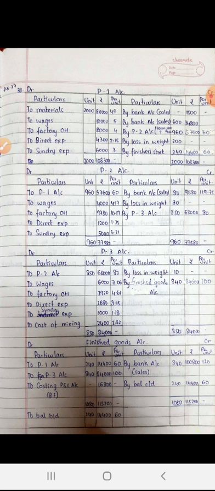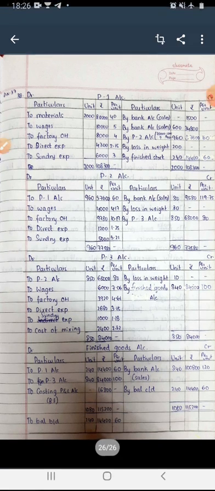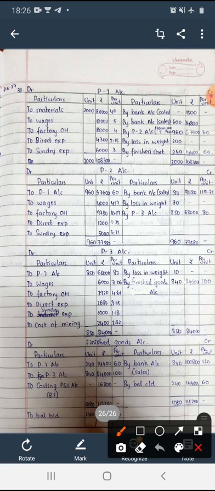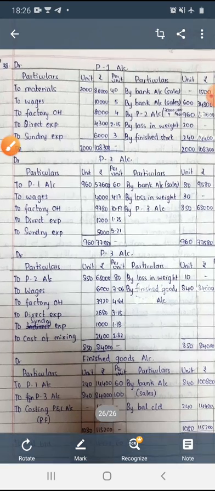Okay, don't get confused. Next P2, same as P1: wages, factory overhead, direct expenses, sundry expenses. Then by bank account, sales is there, 80 units. Then P3, 850 output. 850 output as it is, loss in weight 30. Next P3 account: wages, factory or direct expense, sundry expenses, and one more, cost of mixing is there. You have to enter the cost of mixing only for P3. Then you write the finished goods account 840 and loss in weight is 10.